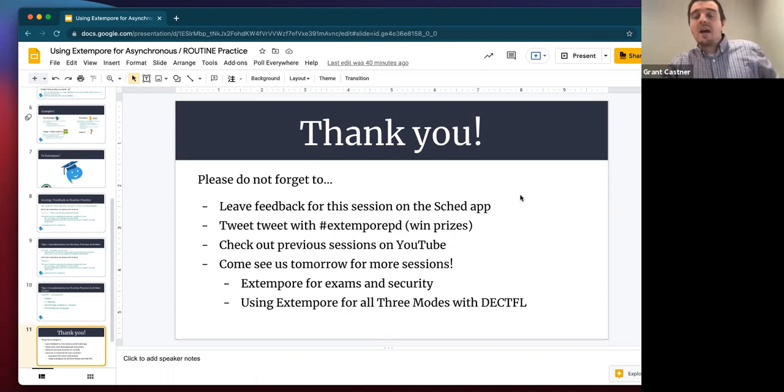How large can the group? Asynchronous groups can have up to 15 students at a time. I don't think we recommend that, but you can do up to 15 students.